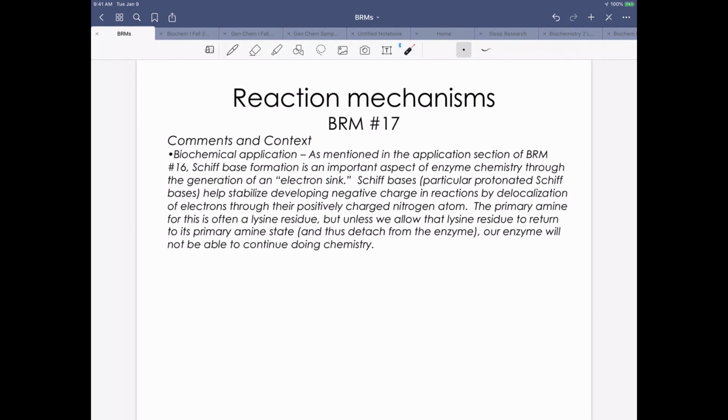Imagine that we've got this lysine residue almost serving as an arm, coming in, generating the Schiff base, making this electron sink that allows us to do chemistry. Unless we allow that lysine to let go and come back to its primary amine state, detaching itself from, I shouldn't say the enzyme, it should be the substrate, our enzyme's not going to be able to do any additional chemistry because its arm is going to be tied up with the substrate. So it comes in, binds to the substrate, covalently attaching to generate this electron sink. And at the end of the day, we have to be able to release that so that the enzyme can continue to do chemistry on a new substrate. All of these reaction mechanisms will find homes as we begin to study different processes of metabolism.